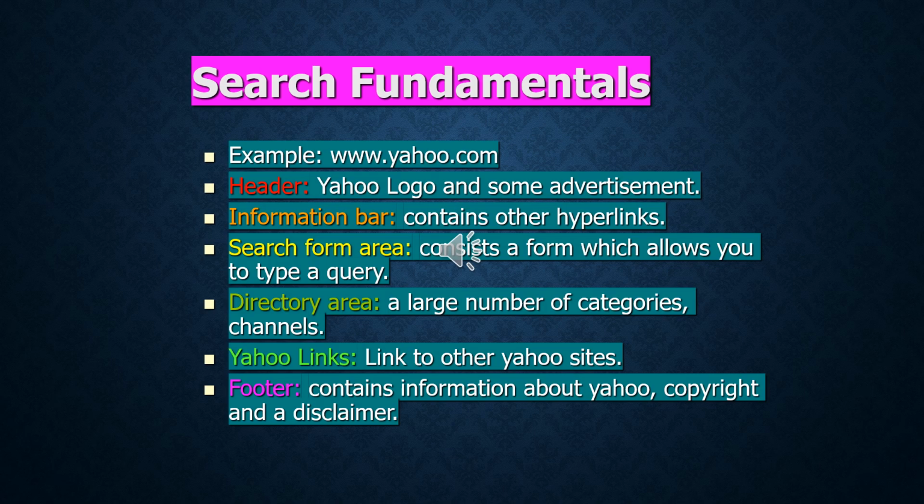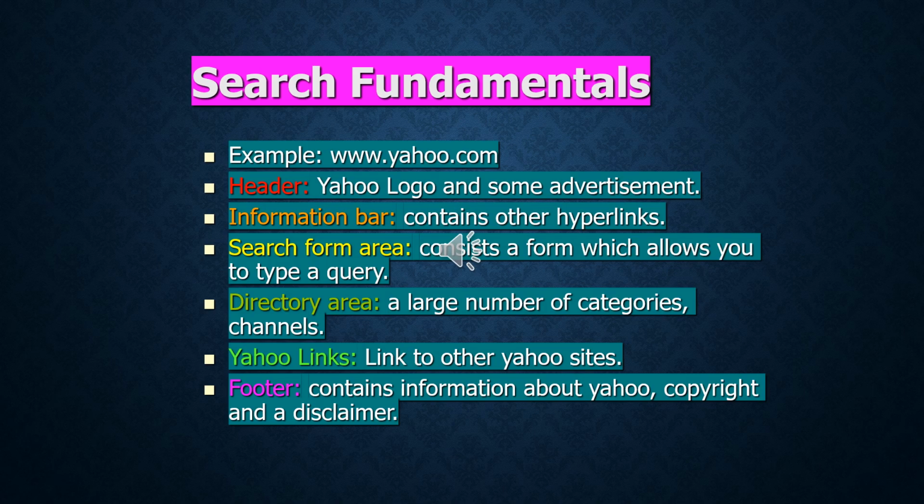Next, we talk about how people search the internet. The first thing you're going to do is open your web browser. When you open your web browser, let's say you type www.google.com or www.yahoo.com. For example, if you type www.yahoo.com, the first thing you are going to see is the header, which contains the Yahoo logo and some advertisement. Next, you will see the information bar, which contains other hyperlinks.